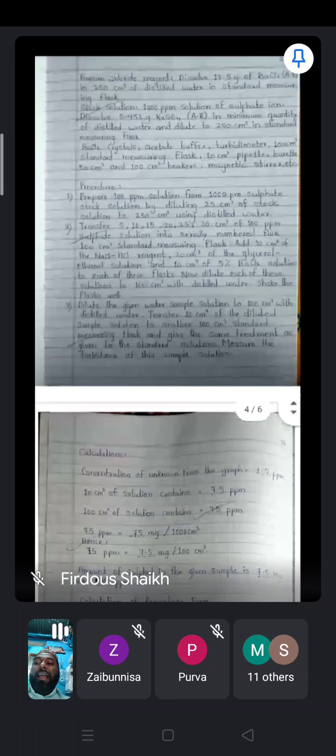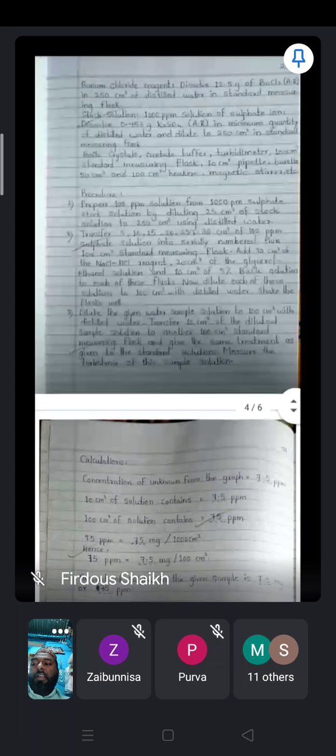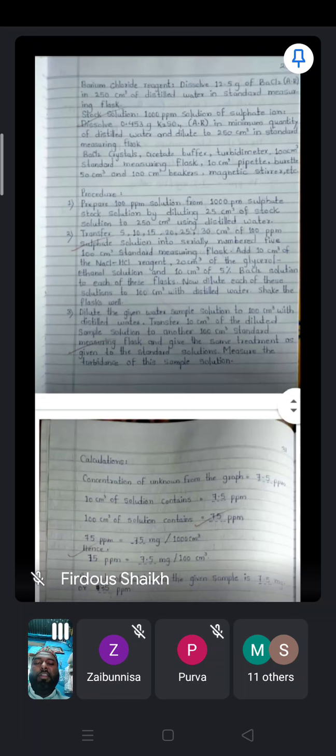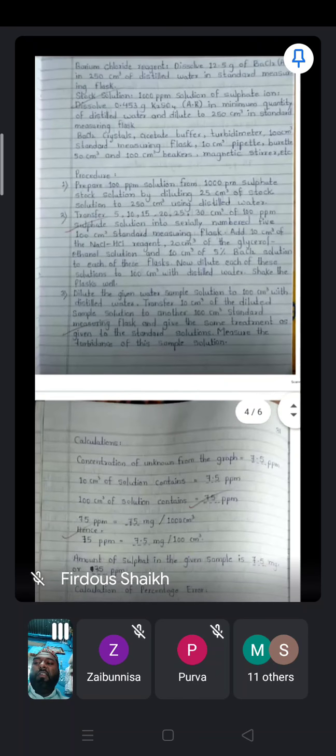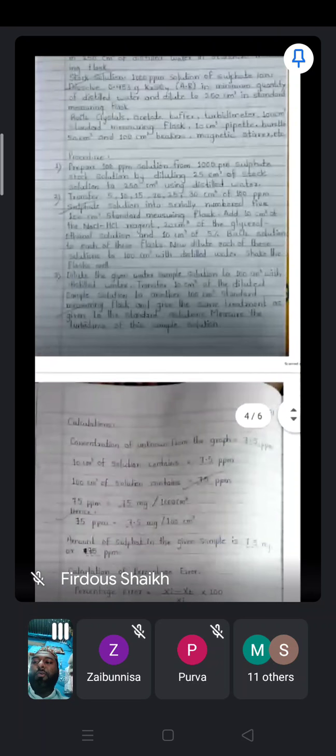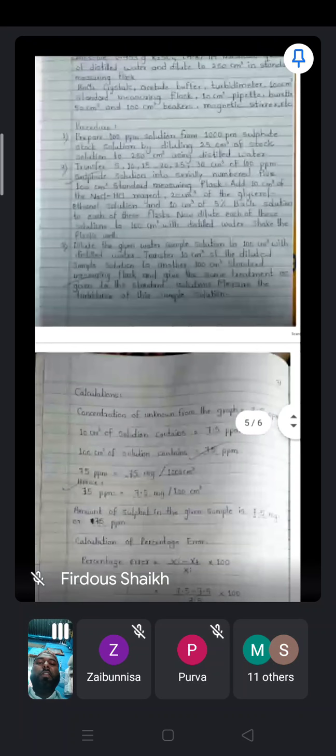We will add 10 cm cube of the NaCl HCl reagent and 20 cm cube of the glycerol ethanol solution and 10 cm cube of the 5% BaCl2 solution to each of these flasks. Now we will dilute each of the solutions to 100 cm cube with distilled water.